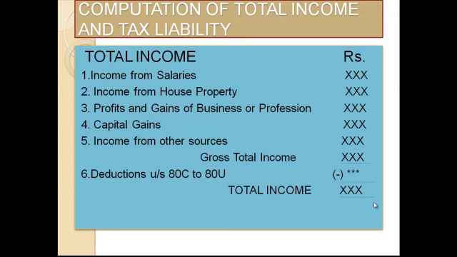We can compute the total income of an assessee in the following way. We have to add the five heads of income, that is income from salary, income from house property, profit and gains of business or profession, capital gains, and income from other sources. We can get gross total income, out of which we can avail deduction under sections 80C to 80U. We can get the total income of an individual.